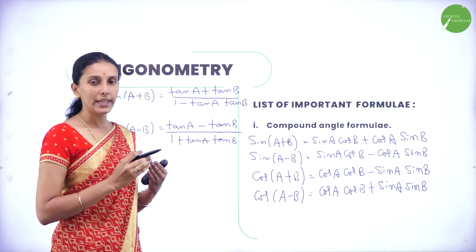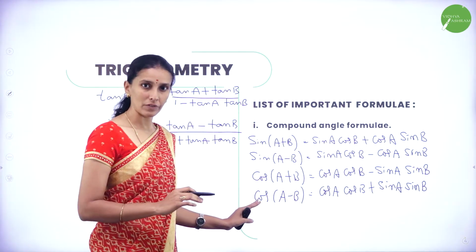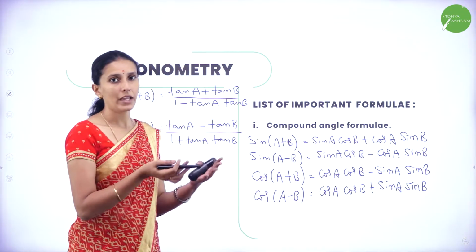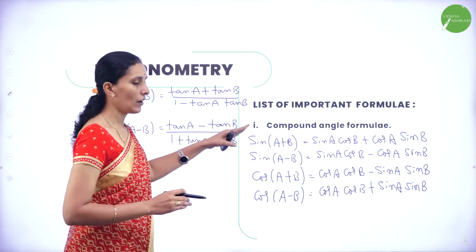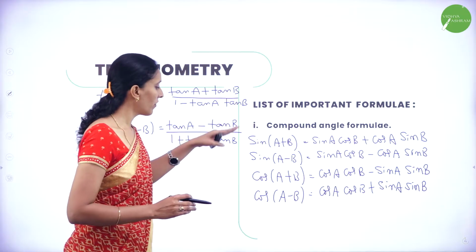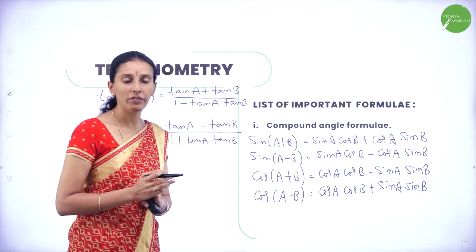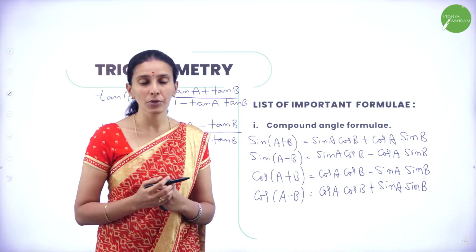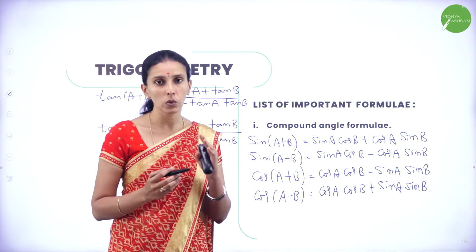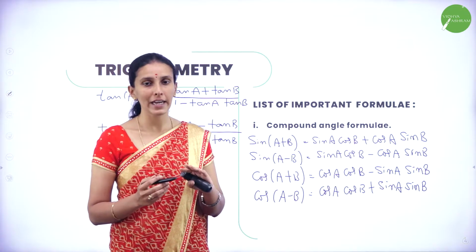And all the other functions, cosecant, secant and cot, can be taken as the reciprocals of these functions. Find the value, then convert it into secant, cosecant or cot. So generally the knowledge of sine, cos, tan is enough to find the sum or difference of any two angles. For example, we know the standard values for the standard angles, that is 0 to 90 degrees: sine 30, cos 60, tan 45, 90, 180.